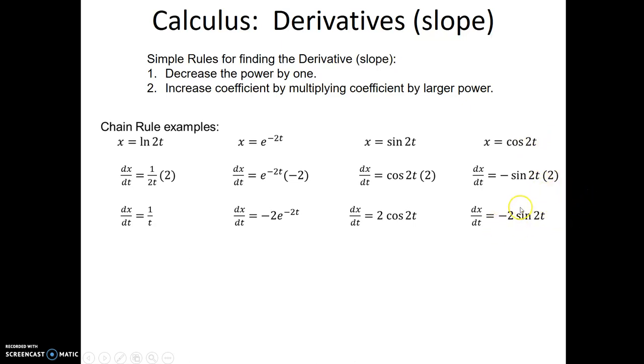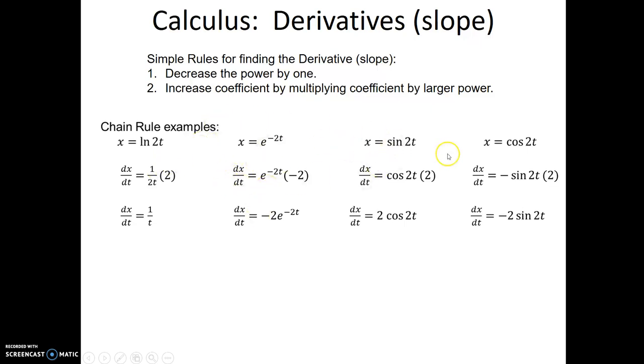Now, there are some more complex ones I did put on here, but it's similar. For instance, what if you had something like x equals cosine t times sine of t? Well, then you take the derivative of the first times the second plus the derivative of the second times the first. So it's not much more difficult than that.